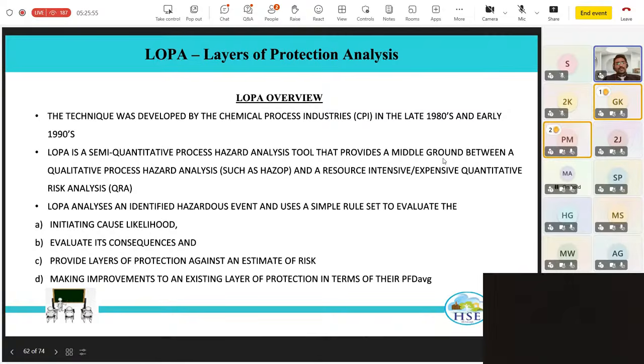Like for hazardous area classification, you have 6 to 7 points. You simplify that to 7 points, and you have done your hazardous area classification exercise. Similarly, for LOPA, you limit yourself to these 4 points, and any LOPA, any SIL determination, you should be able to do in the future.